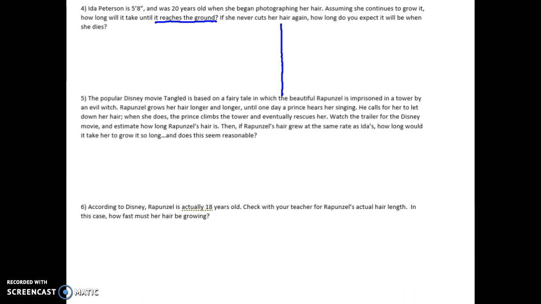Well, if Ida Peterson is 5'8", that means she's equal to 68 inches tall. Sorry, silly me, 68 inches, not 58. There are 12 inches in a foot. 12 times 5 is 60, and 60 plus 8 is 68 inches.